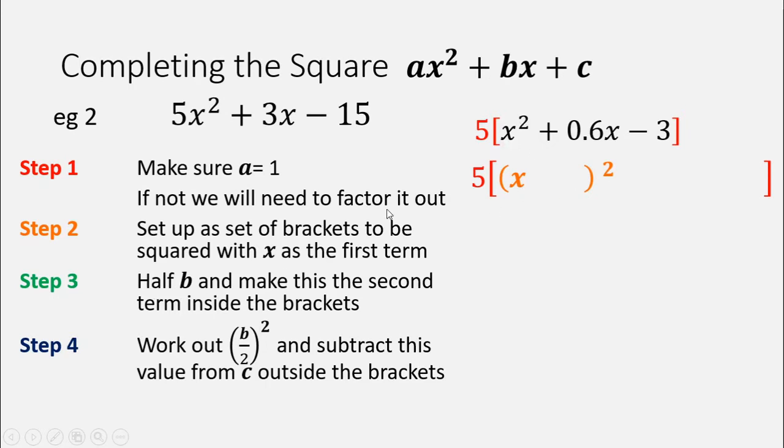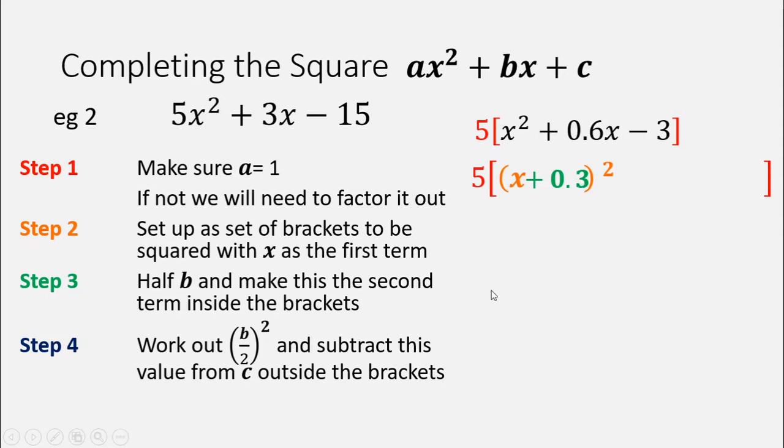Step 3, half of b, half of this decimal value. It is a decimal value, but we can halve it nice and easy. Half of 0.6 is positive 0.3. Okay, step 4, work out what b divided by 2 squared is. Work out what this squared is.